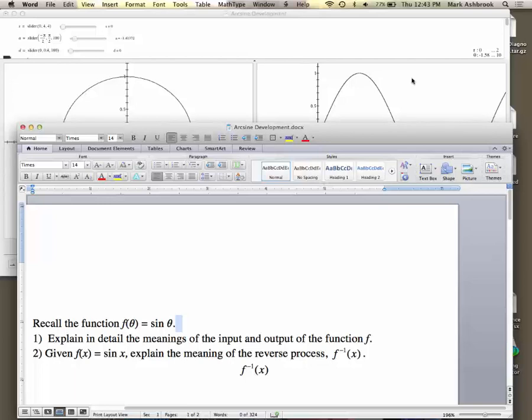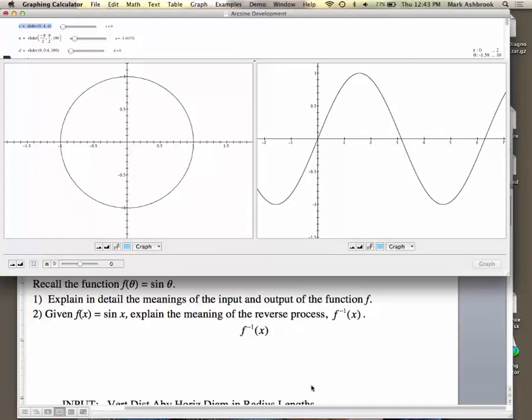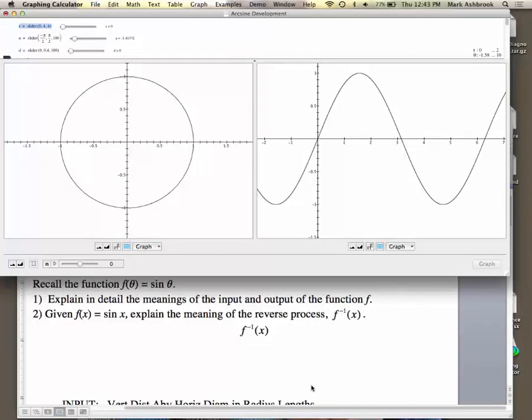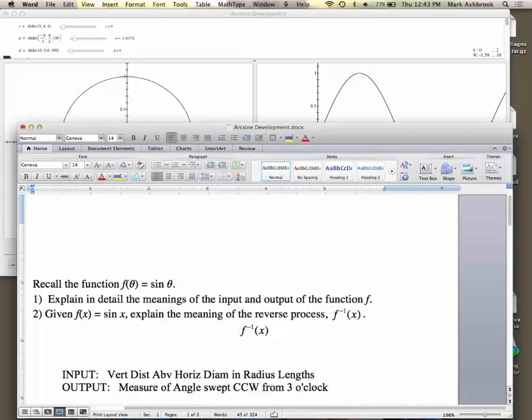Okay, input would be what? What would the input be? Denise. The input would be the fraction of the radius length. Okay. Yep. And the output? That's right.